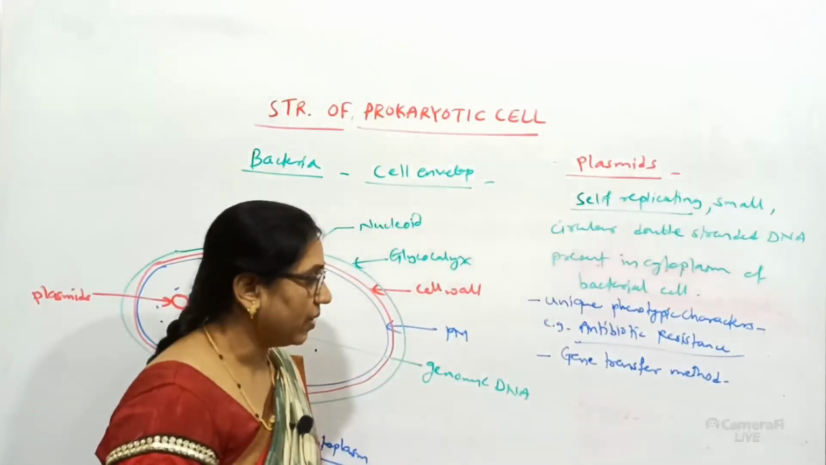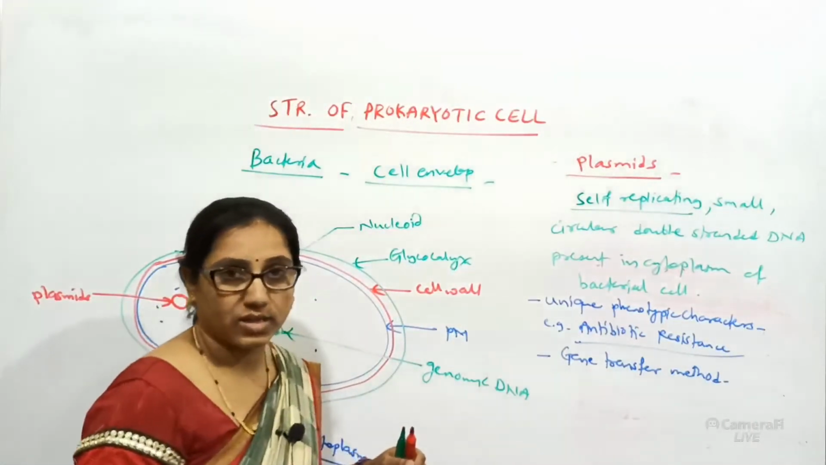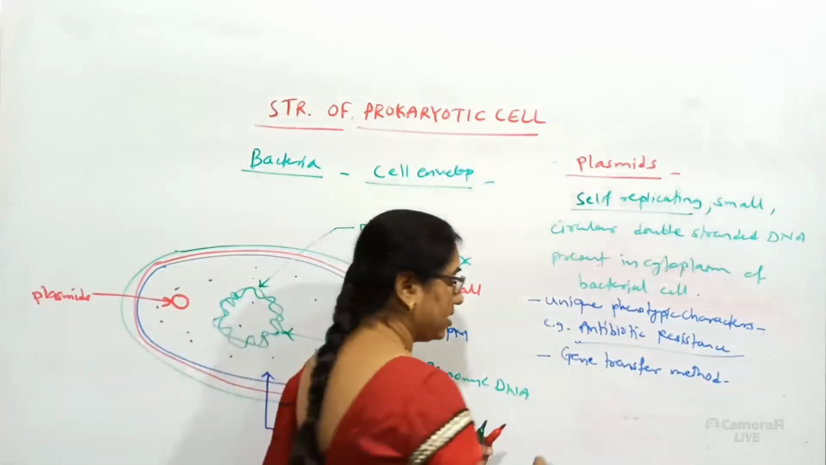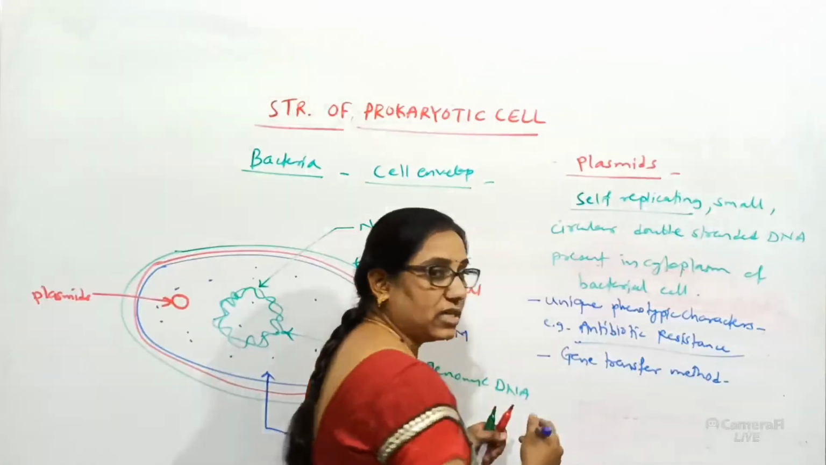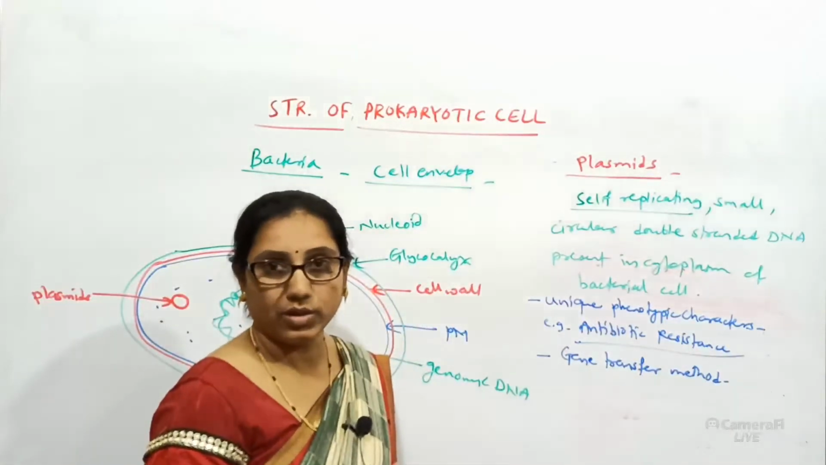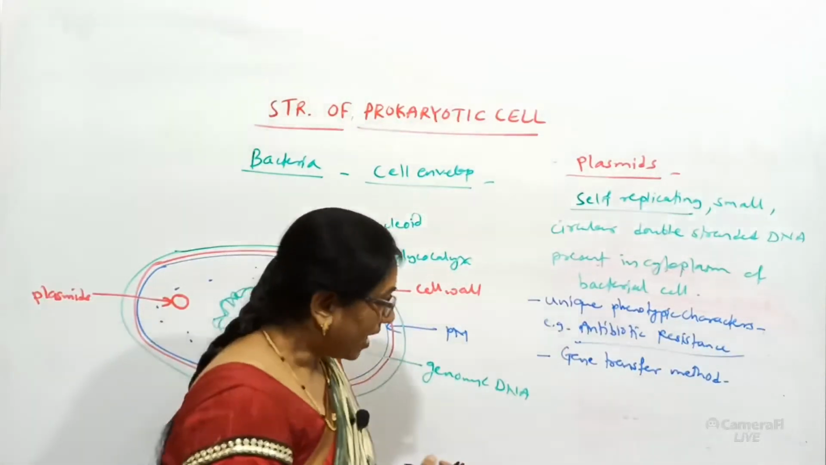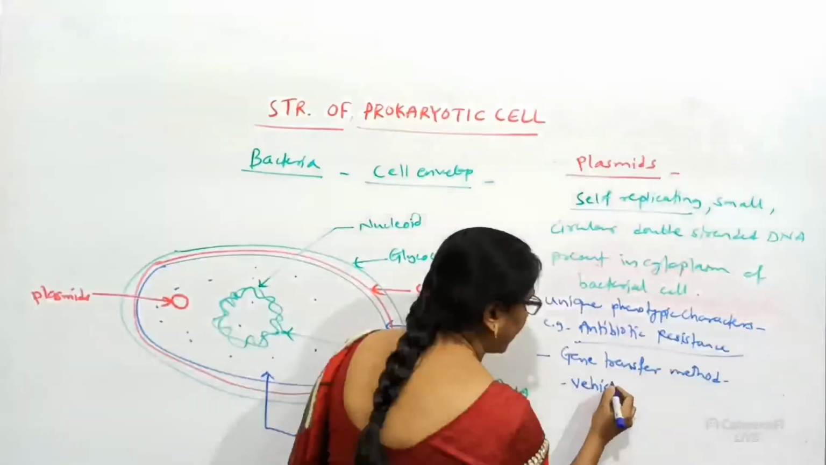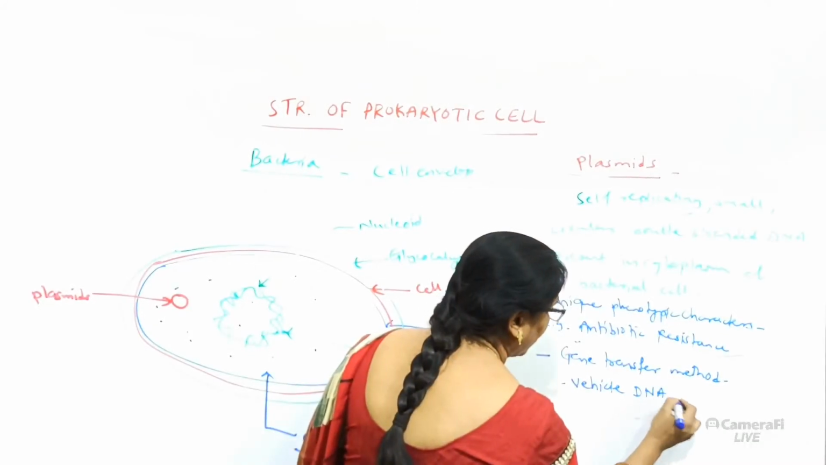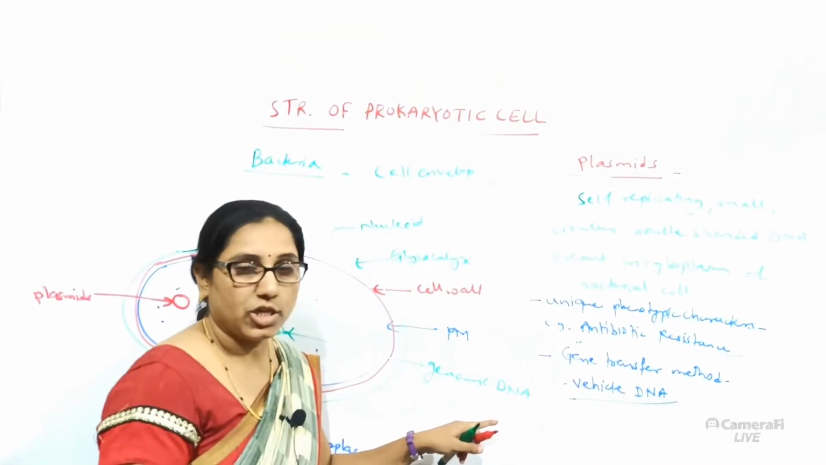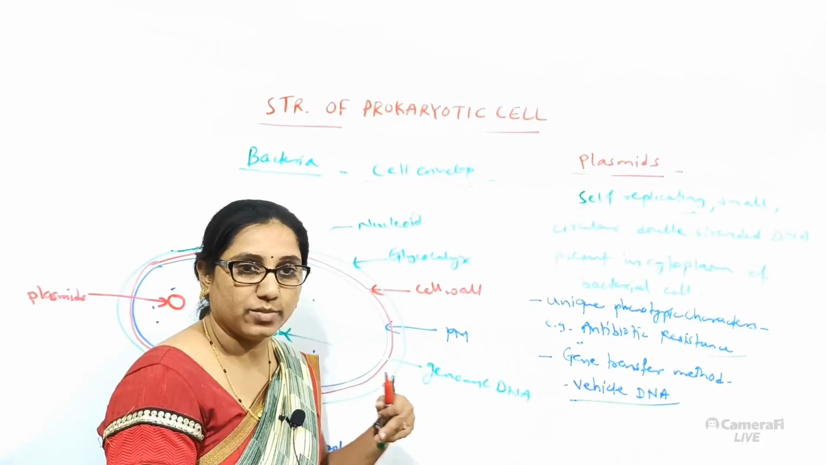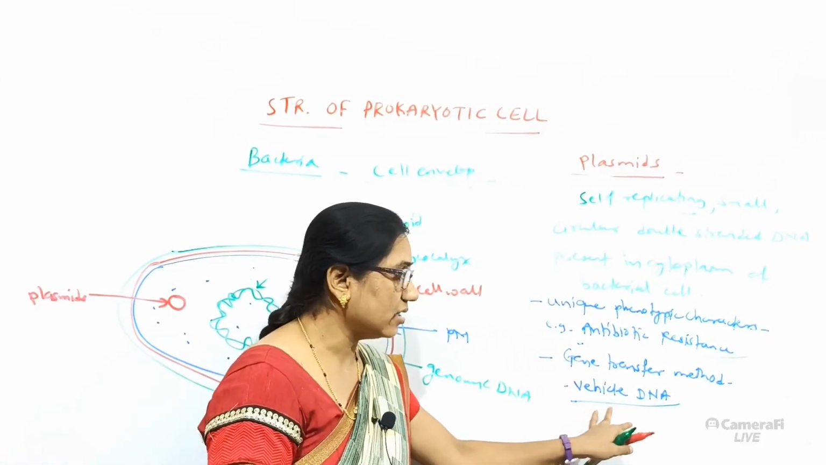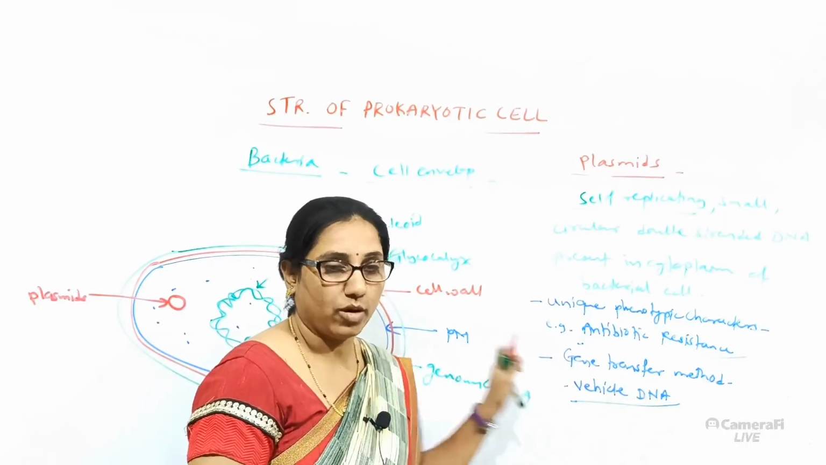They are used in biotechnology for gene transfer, for producing transgenic organisms. In this, the gene is transferred from one organism to another organism, and plasmids act as vehicle DNA molecules. They carry the gene of interest from one organism to another organism.